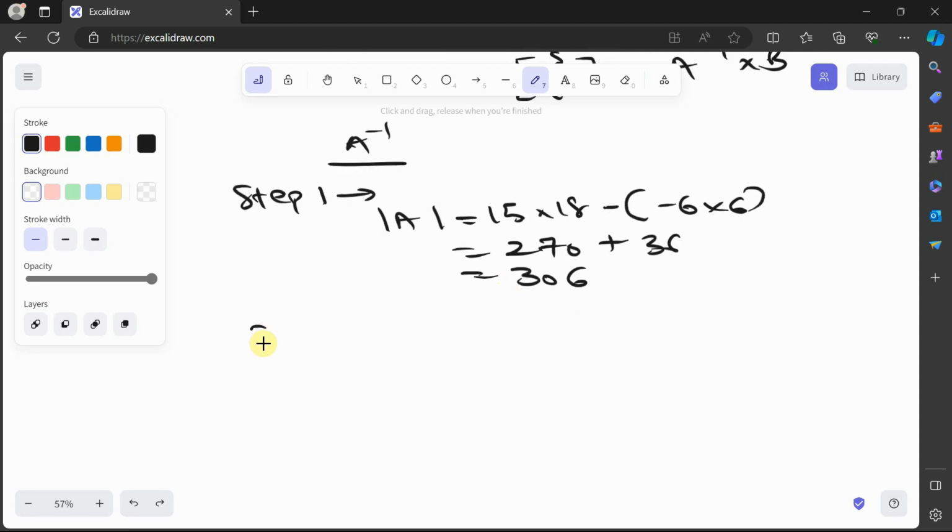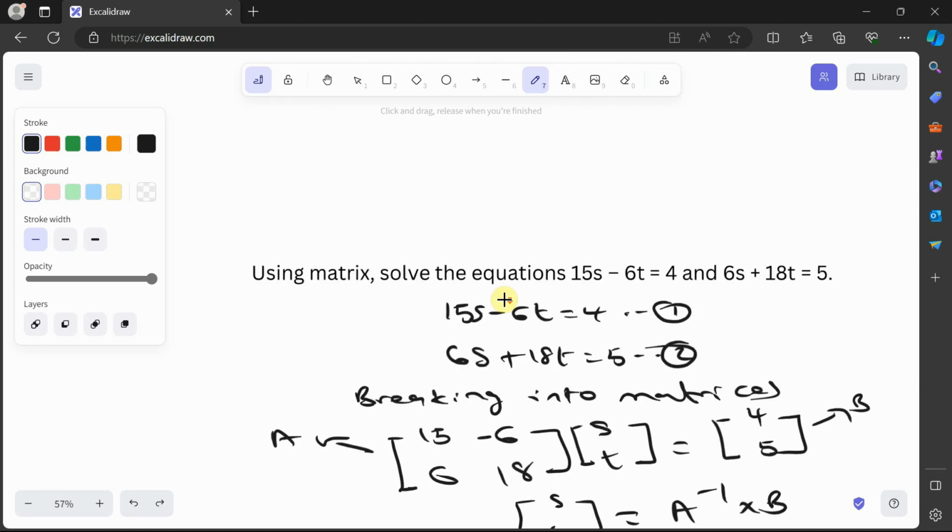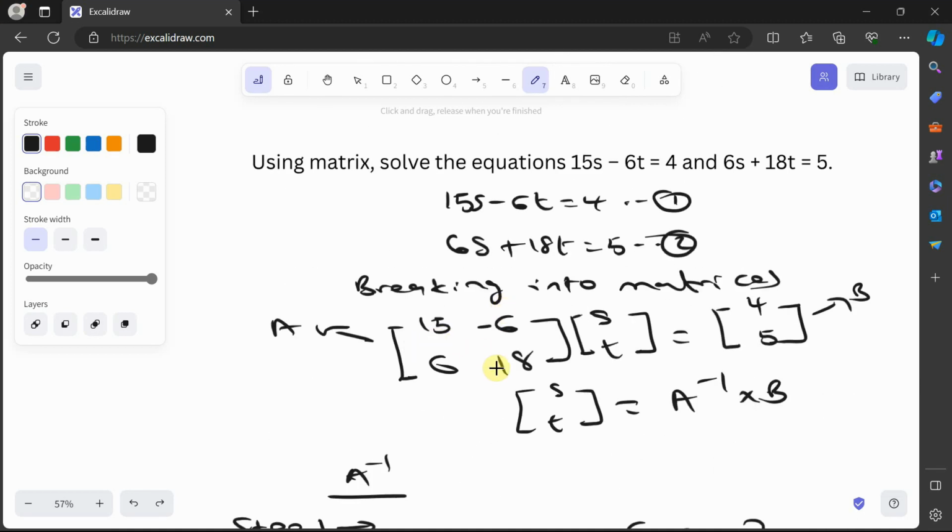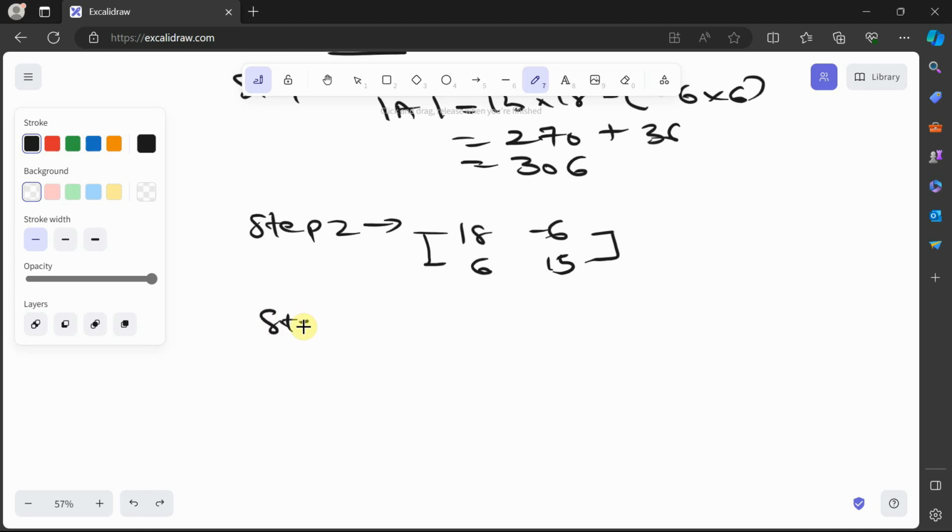Then step 2 is that we should do what? Interchange values in the leading diagonal. So this would be 18, 15, or 18 minus 6, 6 and 15. Then step 3 is to negate the values on the other diagonal. Once again, write it. 18, 15. If I negate minus 6, that will give me 6. If I negate 6, that will give me minus 6.